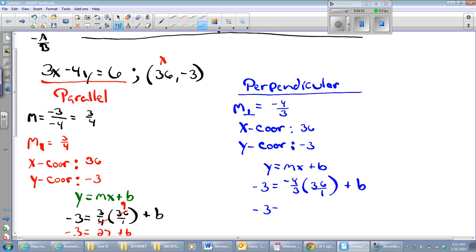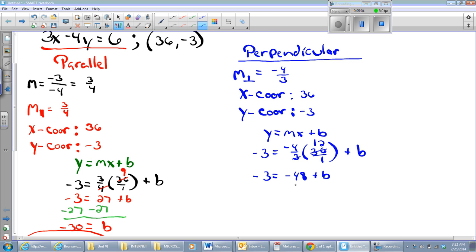So I get -3 equals, let's see, 3 is going to go into 36 12 times. -4 times 12 is -48, plus b. And then I'm going to add 48 to both sides.